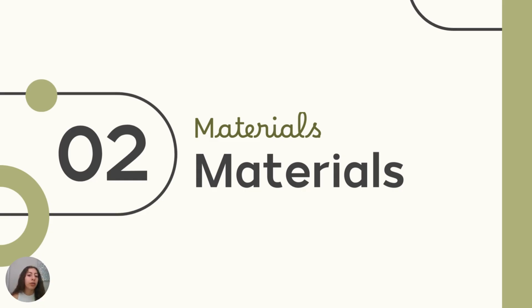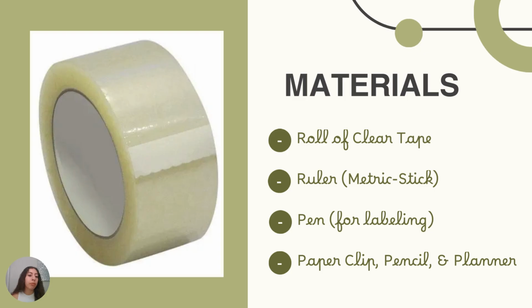So for our materials, in this experiment, our materials consisted of a roll of clear tape, a metric ruler, a pen for labeling, a paper clip, a pencil, and a planner.